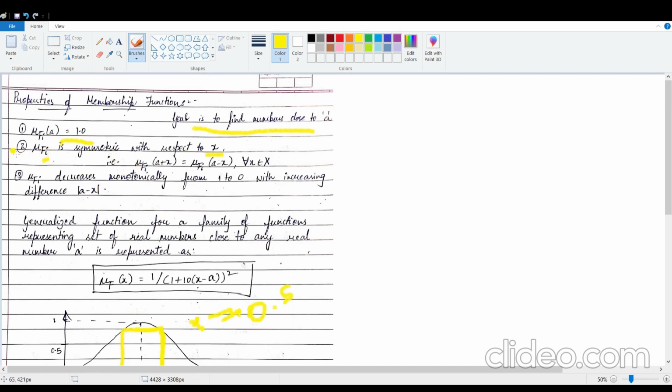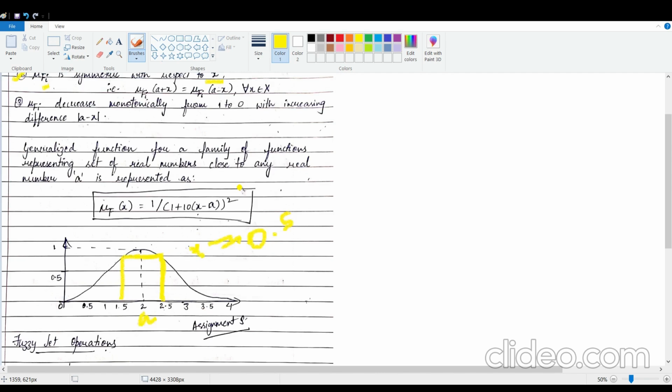So that is what property 2 is saying. And mu f(x) decreases monotonically from 1 to 0 with increasing difference a minus x. So what does this indicate? Now if you look at this, a is what we have here. It is 2 right here.